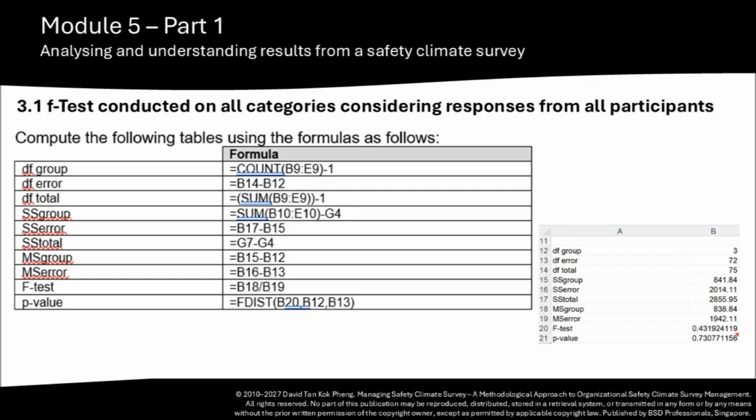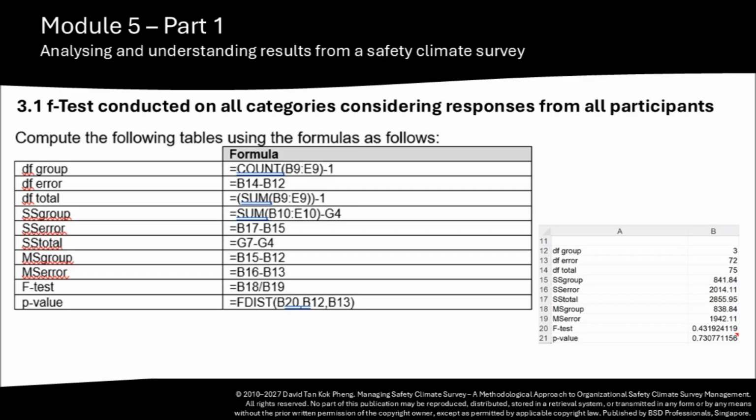MS group equals B15 divided by B12. MS error equals B16 divided by B13. F-test equals B18 divided by B19. P-value equals FDIST(B20, B12, B13).